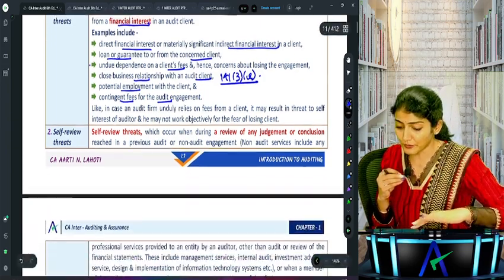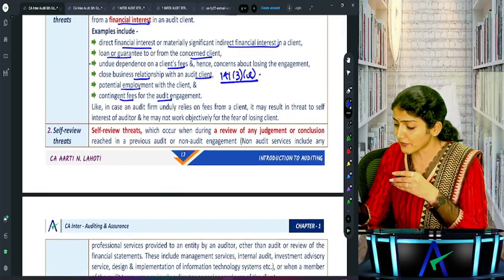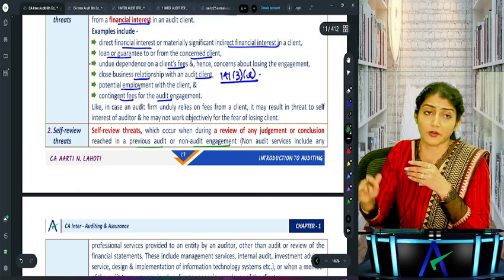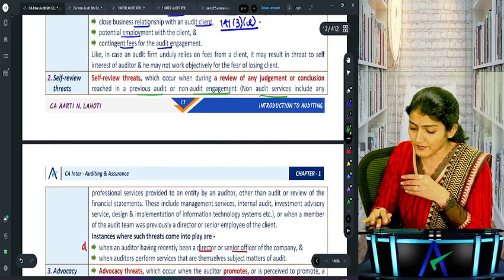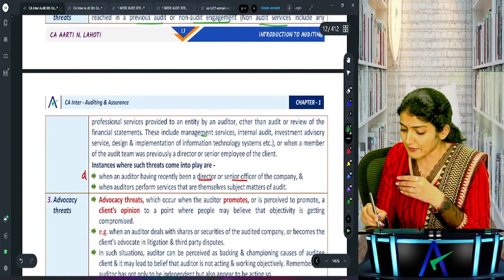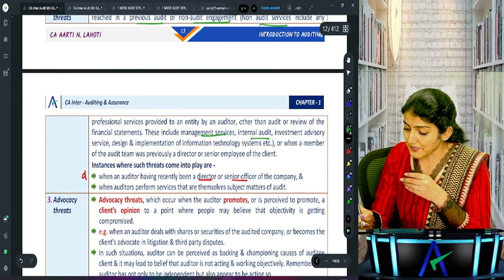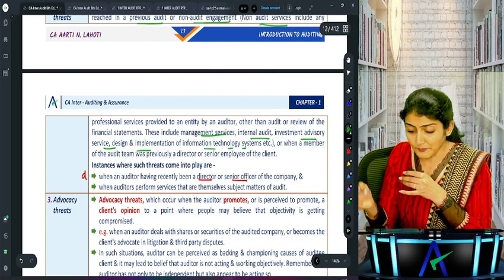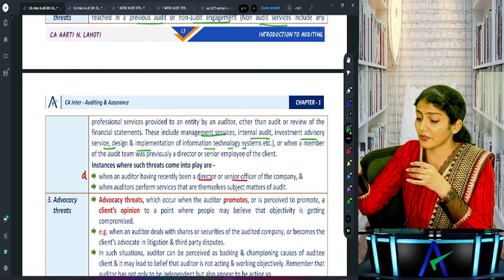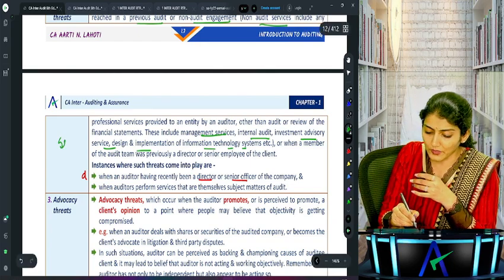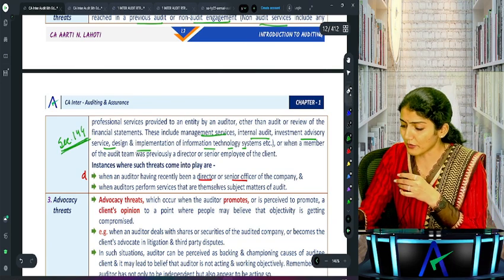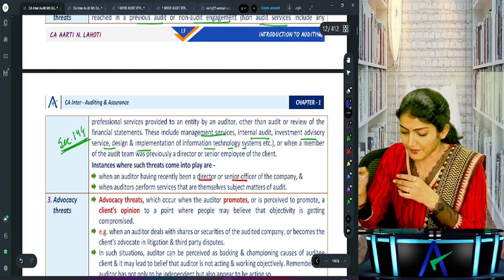What is self-review threat? It occurs during a review of any judgment or conclusion reached in a previous audit or a non-audit engagement. Non-audit services include the following: management services, internal audit, investment advisory, design and implementation of information technology systems. These are all the examples of your 144, and an auditor is not to render certain services. Are you getting that?